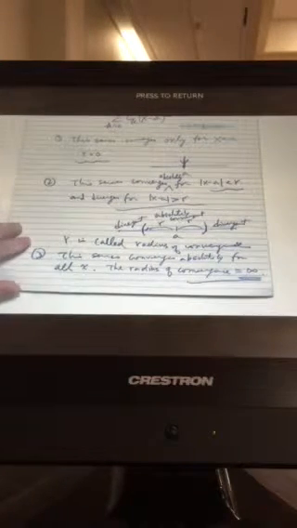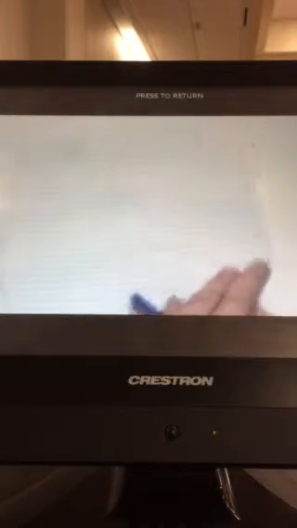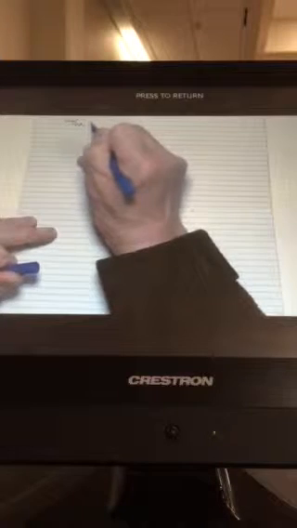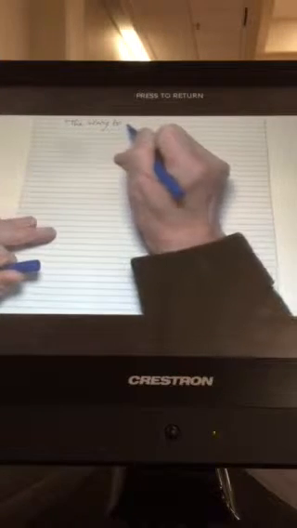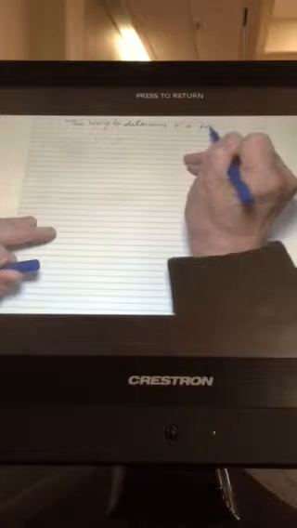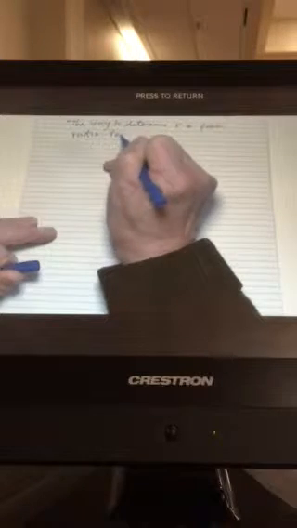Now, how do we determine R? The way to do it is through the ratio test. The way to determine R is from the ratio test. That's the only way to determine it. So why don't we look at some problems here?